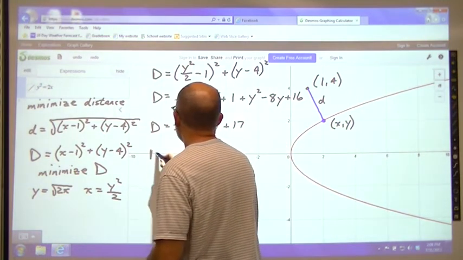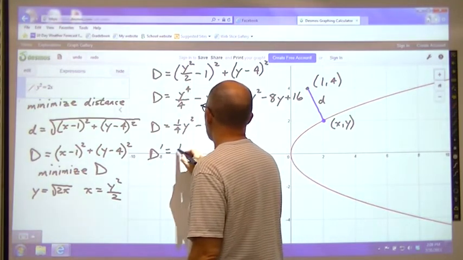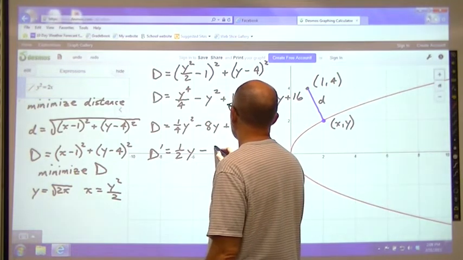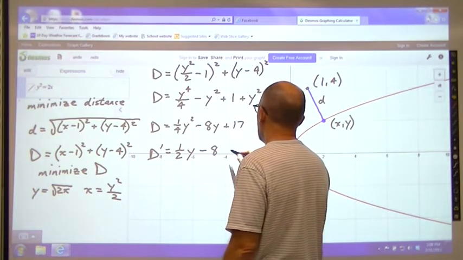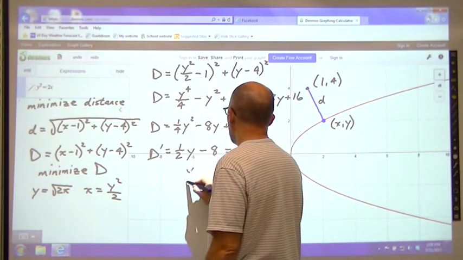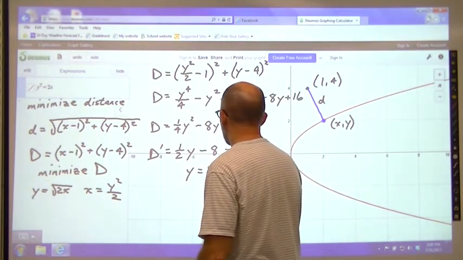So that makes D prime equal to 2 times a 4th is 1/2 y minus 8. Now I set that equal to 0, and it turns out then that y equals 16.